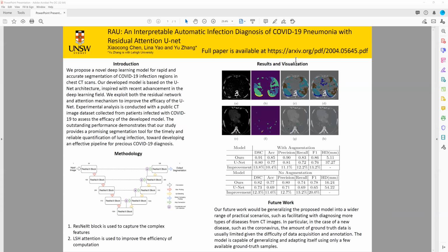And for this work, we are expecting it to be the start of a series of future works. For example, in the case of a new disease such as coronavirus, the amount of ground truth data is usually limited, which gives us difficulty in data organization and annotation. So in the future, we may utilize some modern or advanced deep learning methods specifically designed for such cases, such as zero-shot learning or few-shot learning, to relieve the problem of lacking annotated CT images.